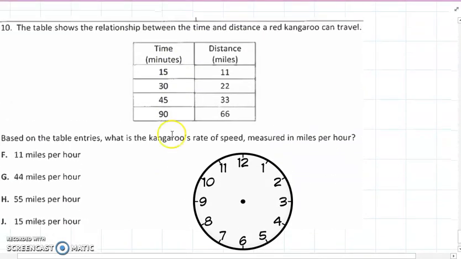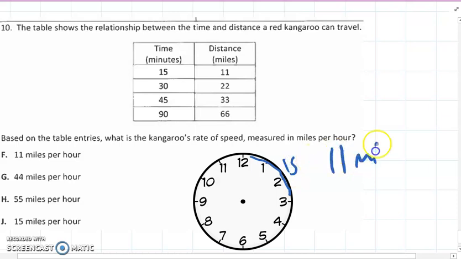And the last one here, the table shows the relationship between the time and distance the red kangaroo can travel. Based on the table entries, what is the kangaroo's rate of speed measured in miles per hour? Just think there, in 15 minutes, that means from here to here to here, 15, he can do 11 miles. This is like problem number 1. And just figure it out, and good luck.